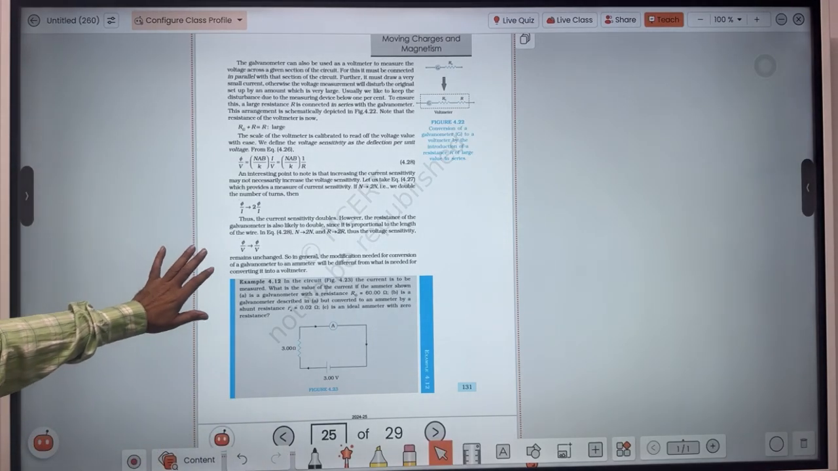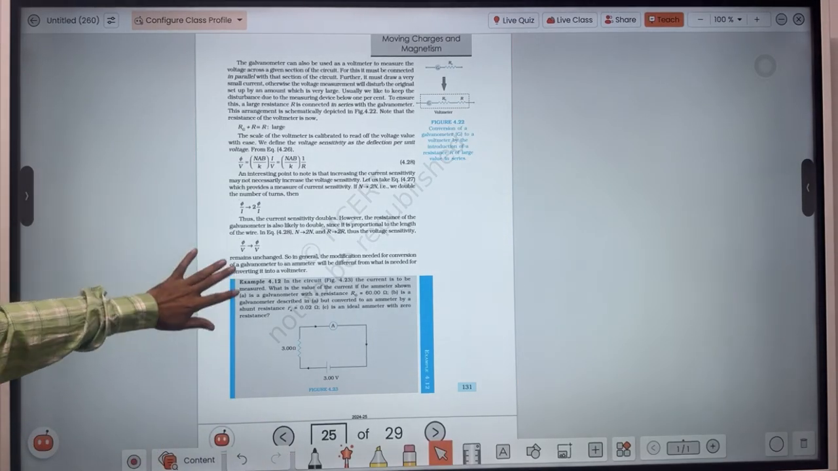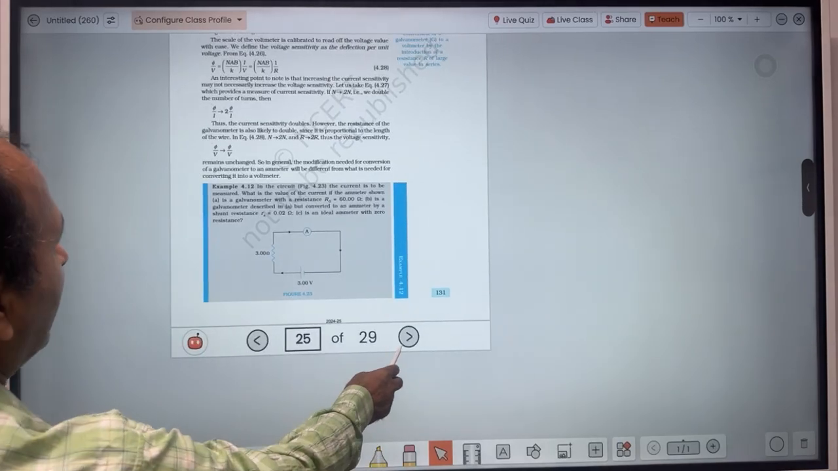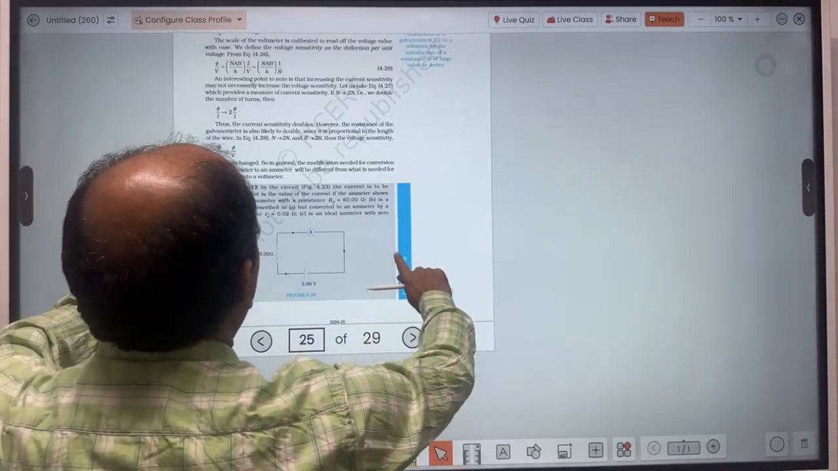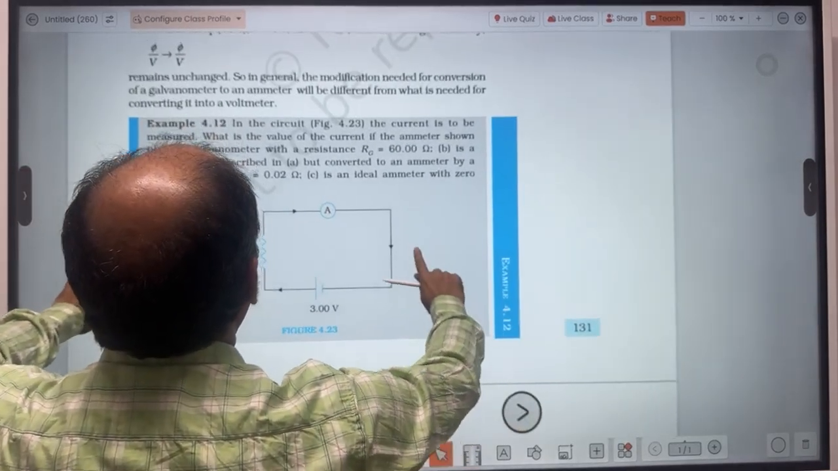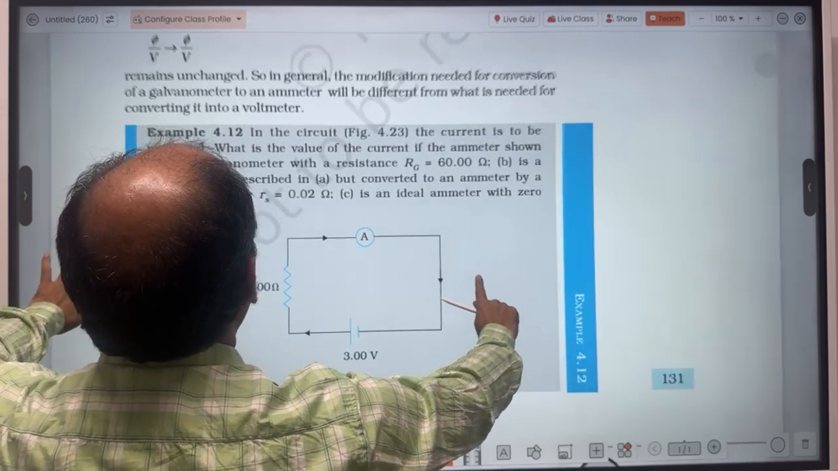Now, let's see the question. Here there is one question based on these concepts.